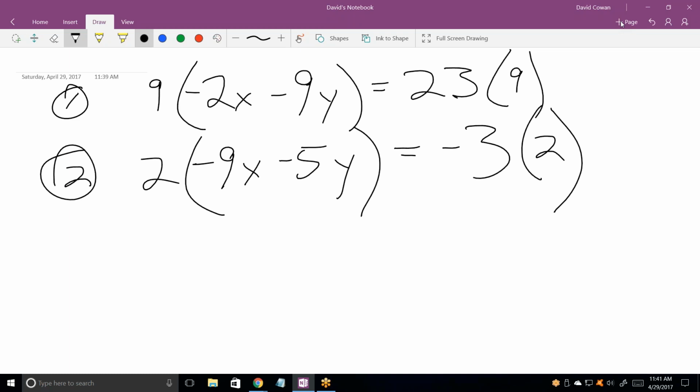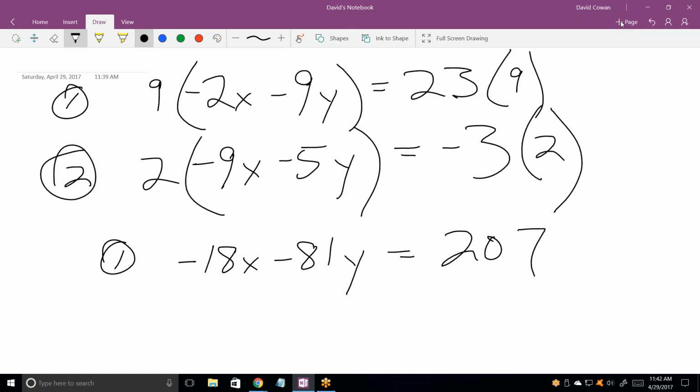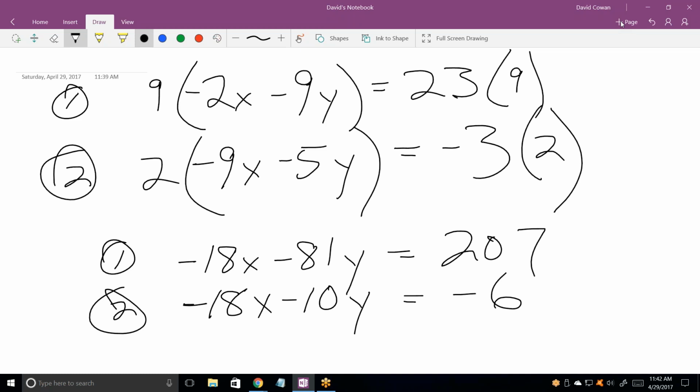So now the new equation 1 is minus 18x minus 81y equals 207. And the new equation 2 is minus 18x minus 10y equals minus 6. Now we got the same coefficients in front of the x term. Okay. That means if I subtract these two equations, x is going to go away.